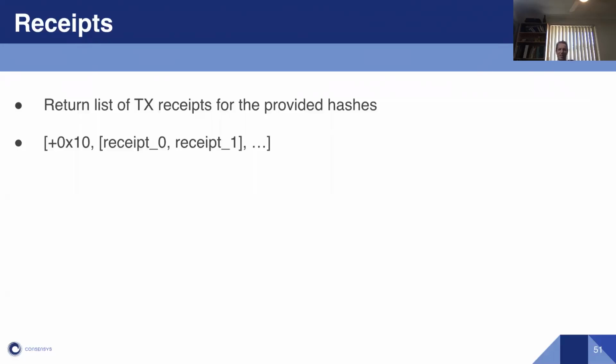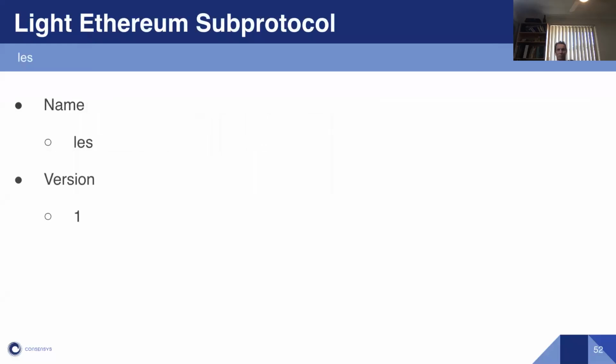So you've made it this far. You've made it as far as much of the details are going to get. The light Ethereum subprotocol has a name of LES and a version of 1. Each of the subprotocols again will have a name, a 3-byte name that's used as part of the capabilities in the wire protocol when it's going through that subprotocol initiation.